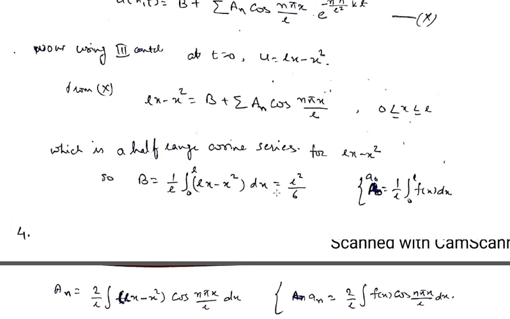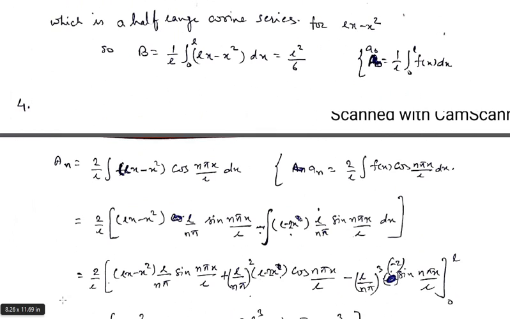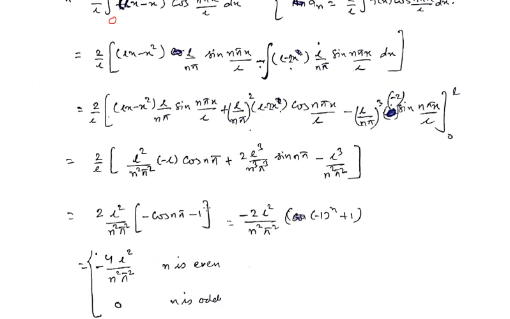So applying these formulas, b is L square by 6, and an is given by 2 by L integration from 0 to L of (Lx minus x square) cos n pi x upon L dx. Now we will integrate this using integration by parts. When we integrate it, we get this term. After putting the limits 0 to L, we get this, and as we know cos n pi is minus 1 raised to power n, and sin n pi is 0, so that term becomes 0.